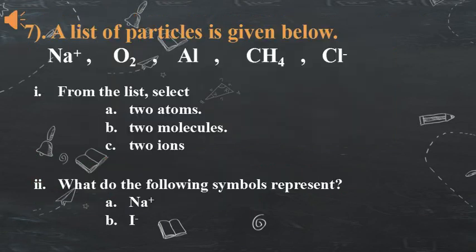Exercise question number 7. A list of particles is given below. Give the answers to the following. 1. From the list, select A. 2 atoms, B. 2 molecules, C. 2 ions. 2. What do the following symbols represent? A. N positive, B. I negative.